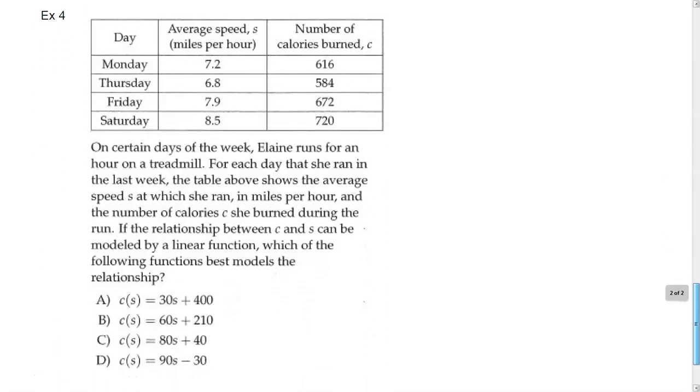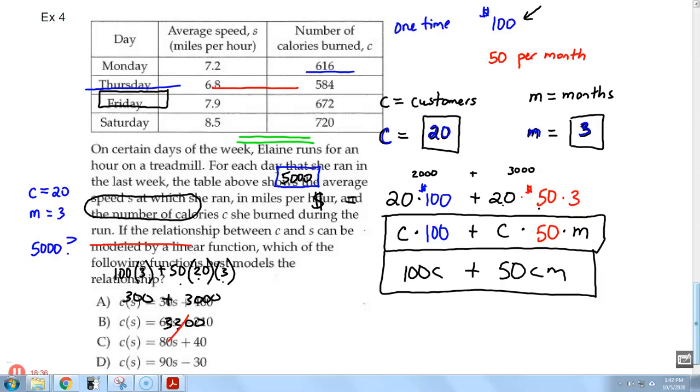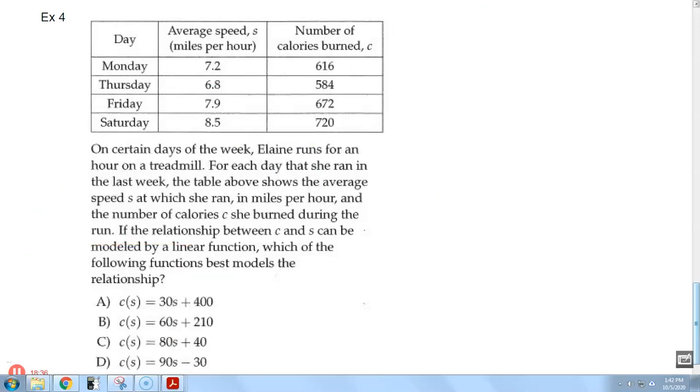Last problem. We have a table here, and let's see what's going on. We have days of the week on the left. We have average speed. So our S is our speed. Over here are our calories burned, C. So it says on certain days of the week, Elaine runs for an hour on the treadmill. Every day she ran the last week, she shows the average speed in miles per hour and the calories burned. If the relationship between C and S can be modeled by a line, by a linear function, which of the following best models the relationship?